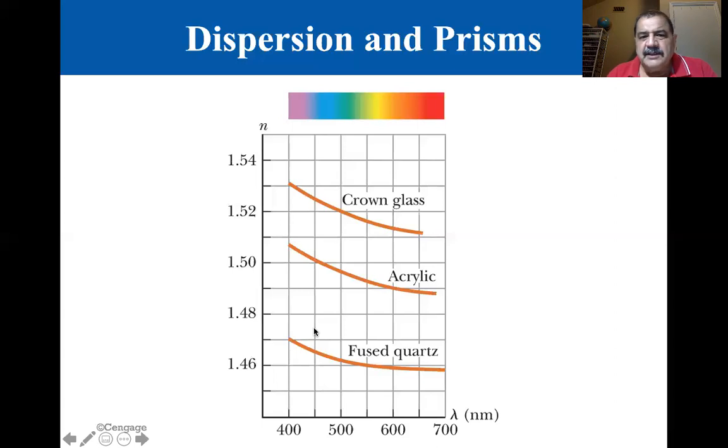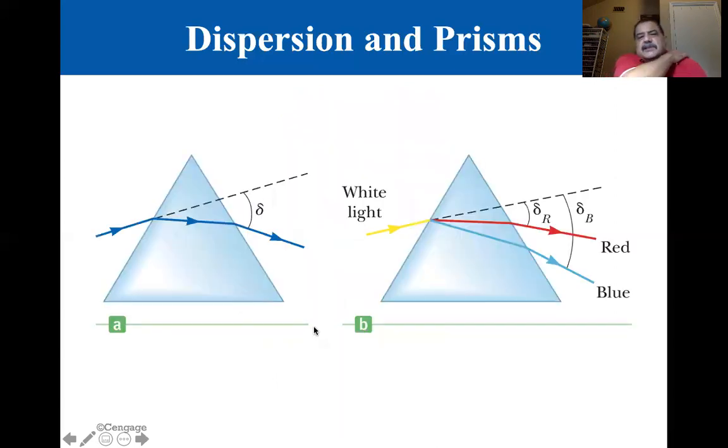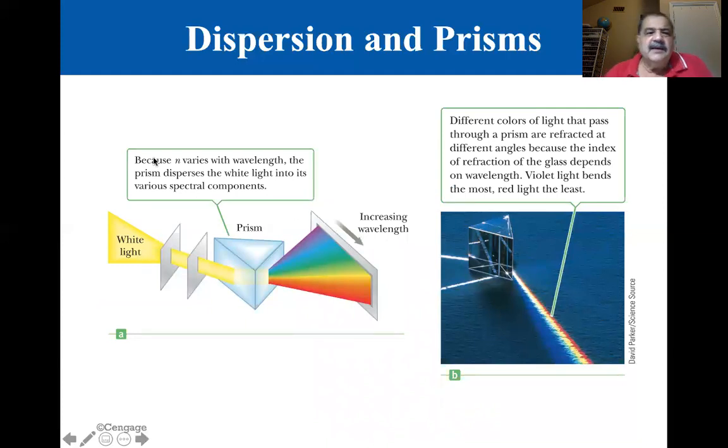That's a discussion of dispersion, and we use this. You can see a prism. In a prism, incident light comes in, and it's bent by the index of refraction. Then it's bent again as it exits, and depending on the color, it'll spread the colors. That's why you get a color spread in a prism. Because n varies with wavelength, the prism disperses the white light into its various spectral components.